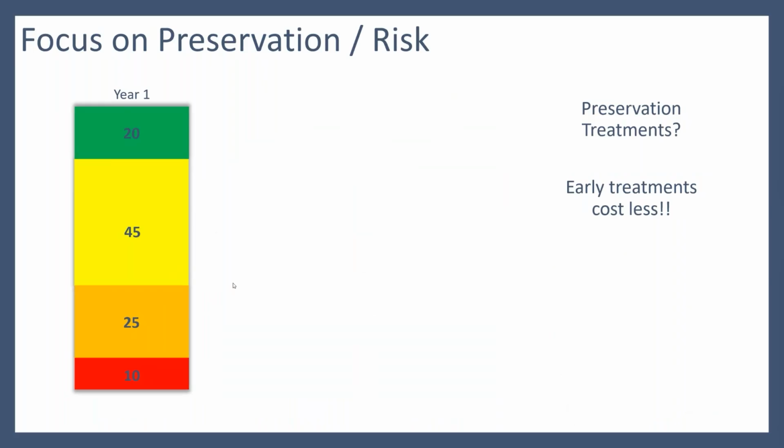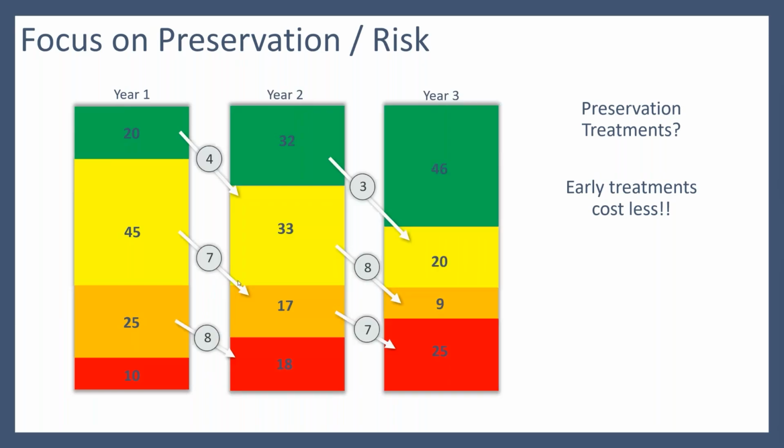Now, if we focus more on preservation and think about the risk involved with the different types of treatments, I could do things a little bit differently. So if we look here, we've got some of the greens that go down to yellow, the yellows go to orange, the orange goes to red. But I pull in here in the yellow and the orange categories, and I bring some of those back up to good condition. So between year 1 and year 2, I've increased the green block. The yellow block got smaller, the orange block got smaller, the red block, though, is still gaining on me.